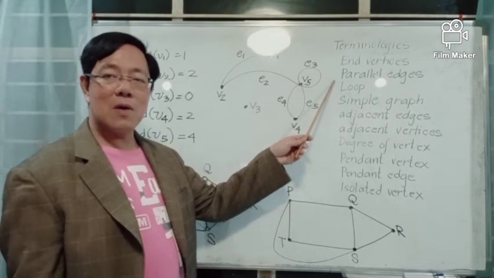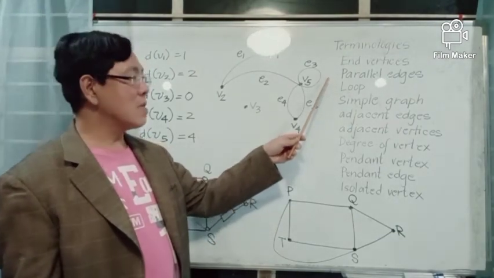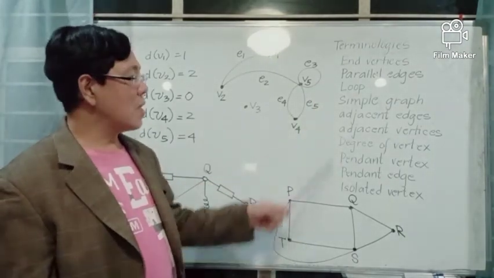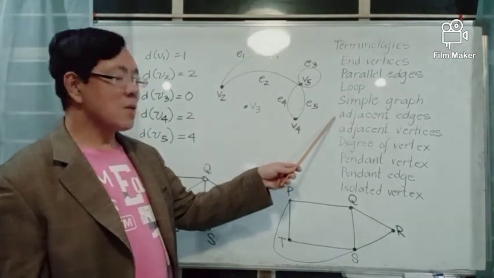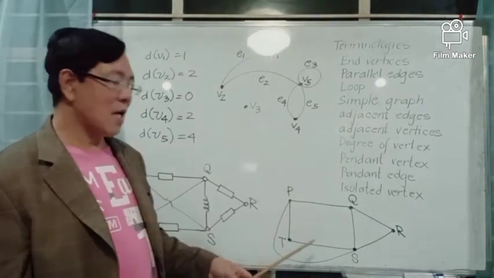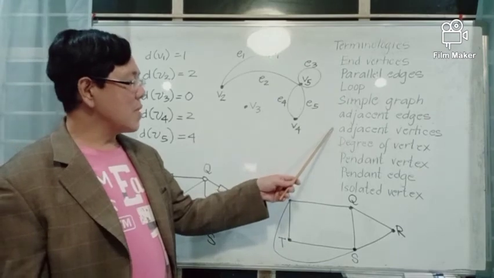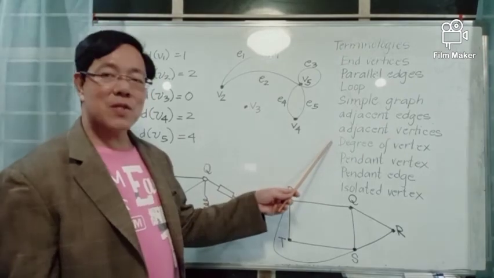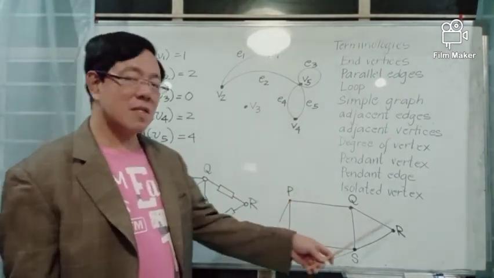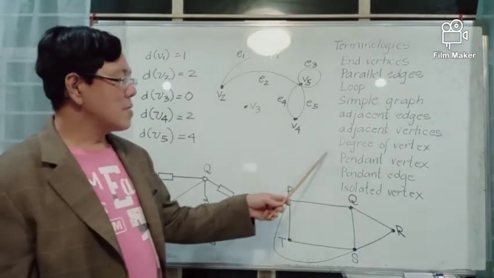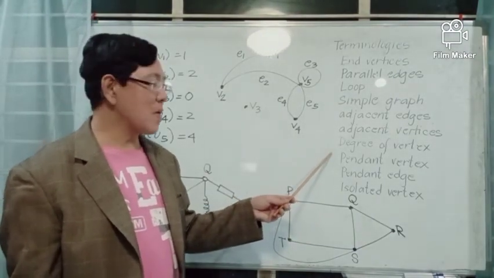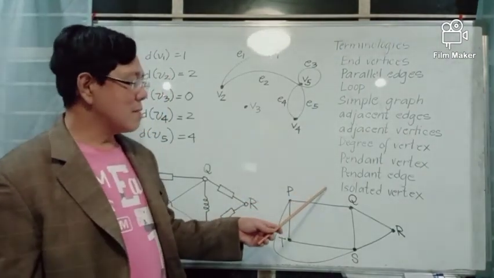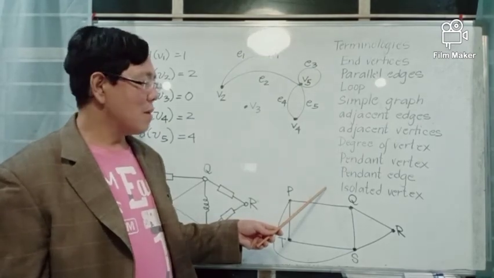You also try to find out if there are parallel edges, if there are loops, and try to determine if this graph is a simple graph. Determine what edges are adjacent edges from this graph. Determine the adjacent vertices. You also determine the degree of each of the vertices of this graph. Find out if there is a pendant vertex or if there is a pendant edge. And determine if there is an isolated vertex.